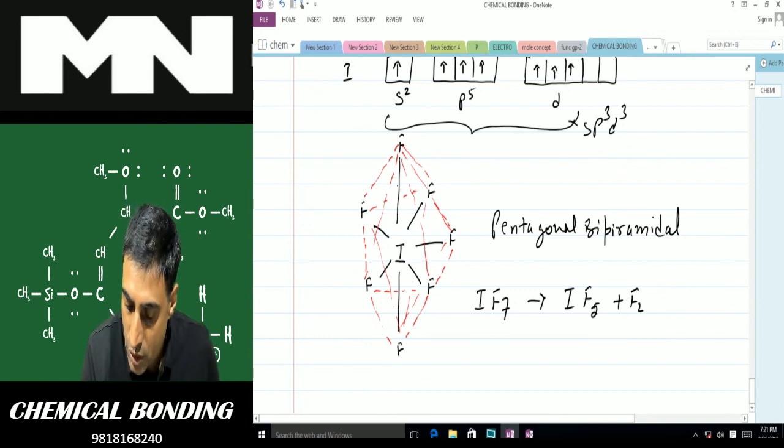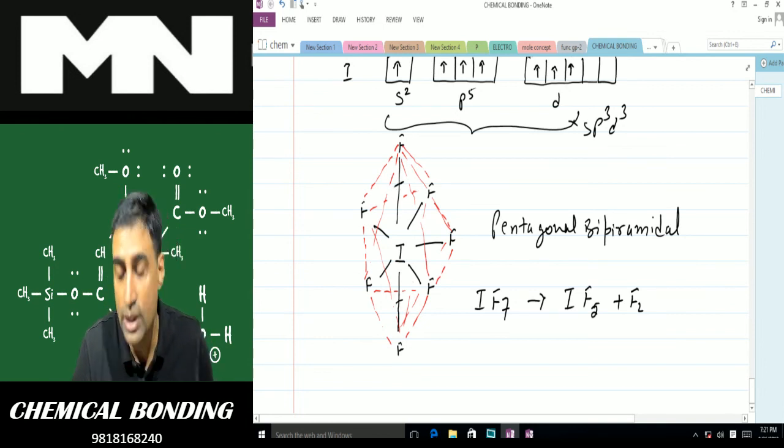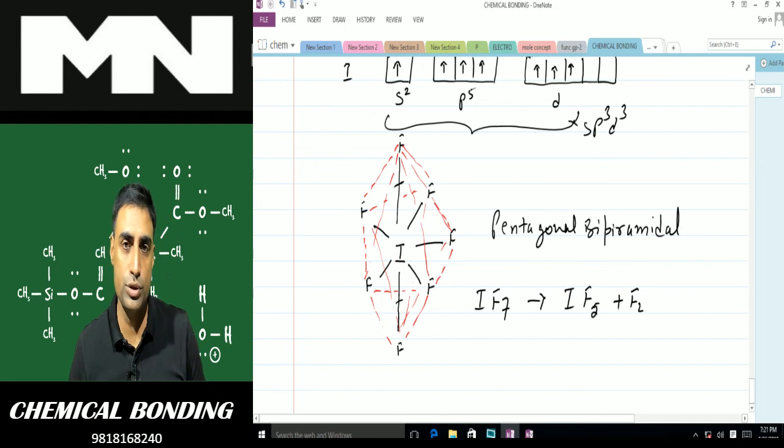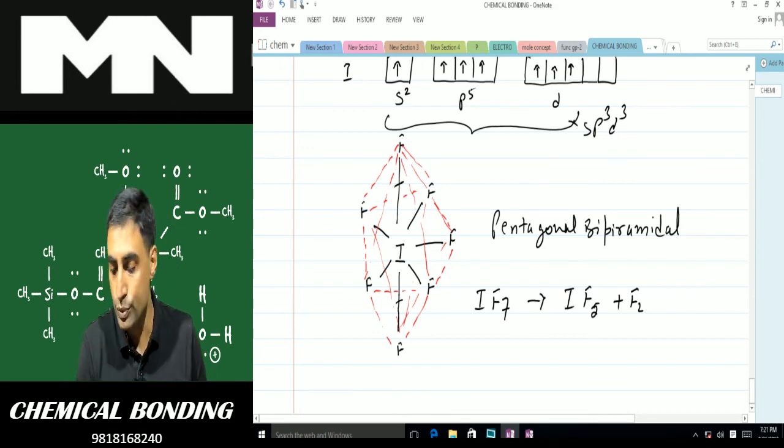Because the axial bonds, these bonds, they are longer and weaker. So they will dissociate quickly and IF7 will get converted to IF5 and F2.